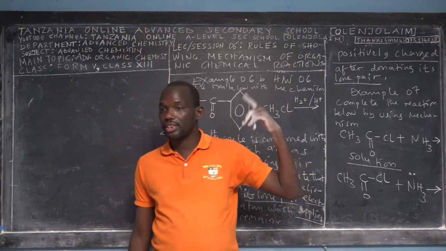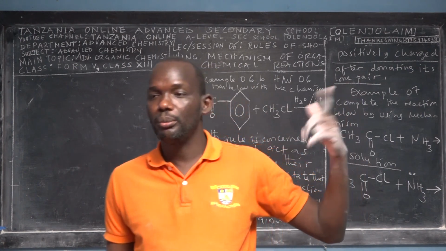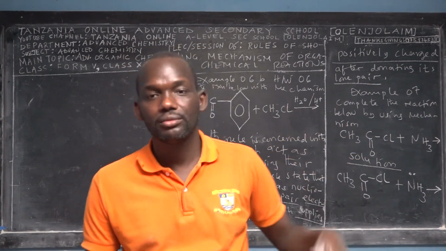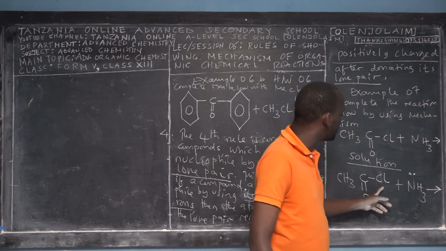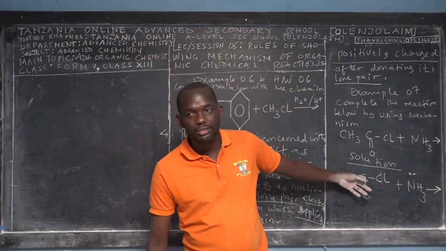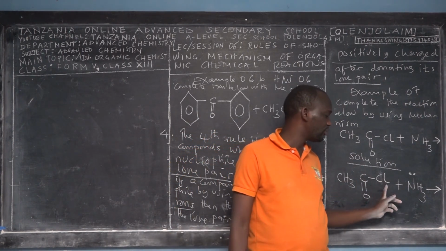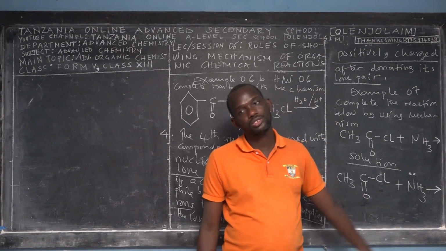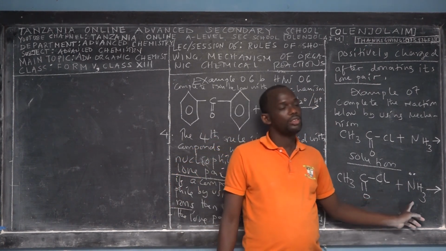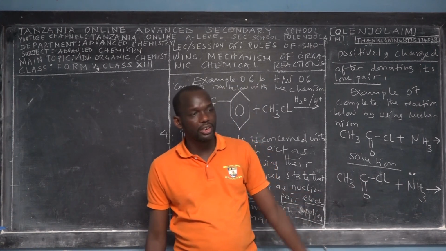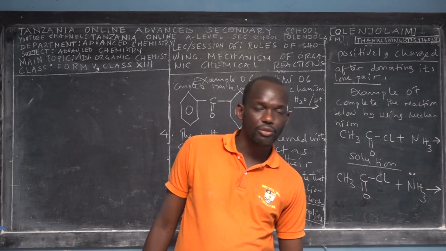So you have to think yourself. I'm teaching you the way of thinking before you even start writing. If you break this bond, this becomes a nucleophile, this becomes an electrophile. Wow, so you have an electrophile and a nucleophile. We come to this side. What is this? This is a nucleophile. So you can bring the nucleophile to the electrophilic carbon, and we form the bond.